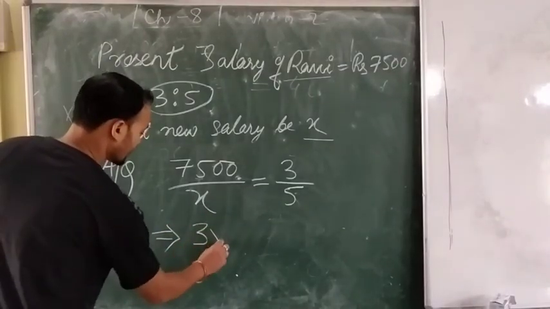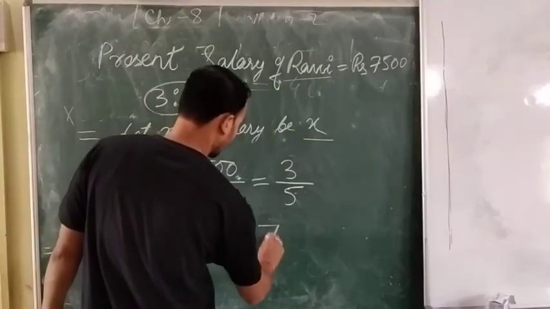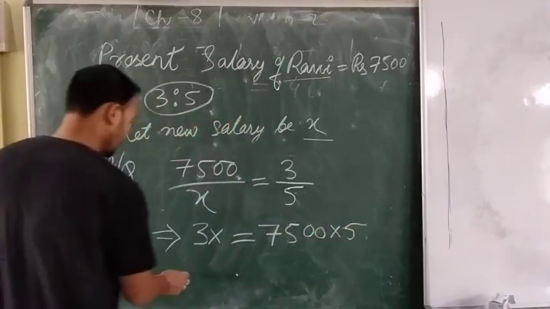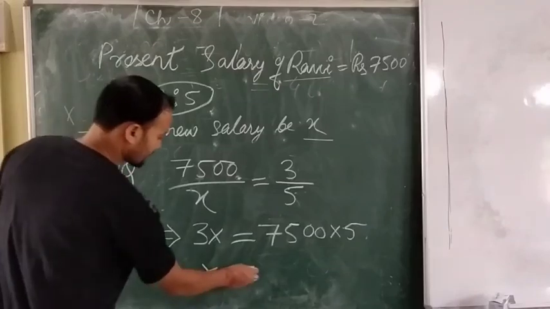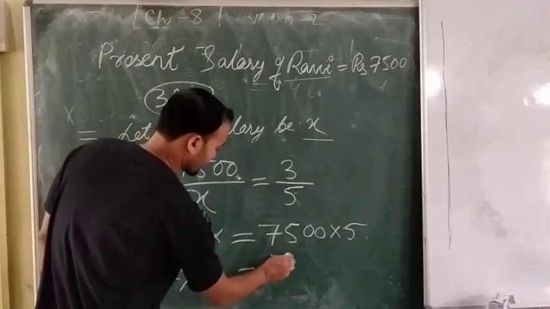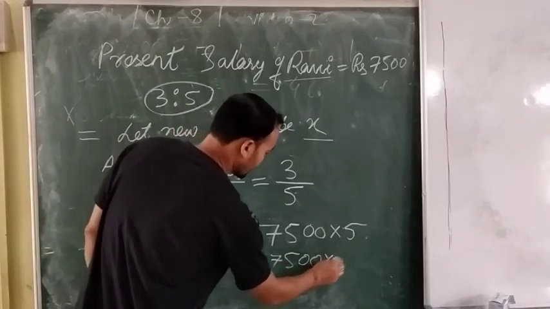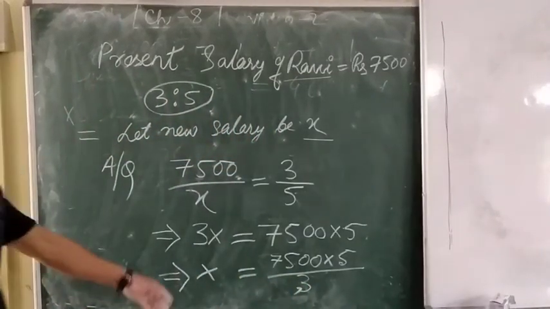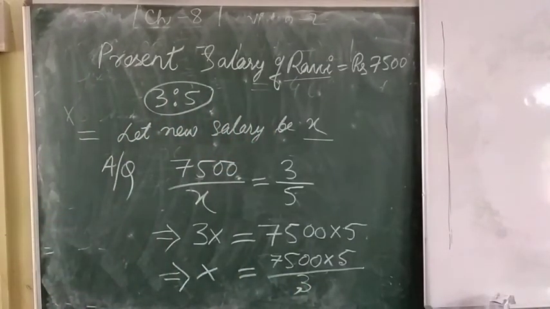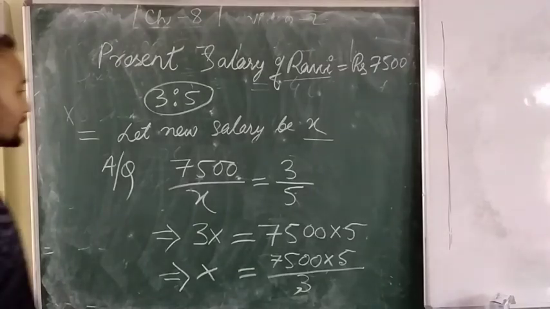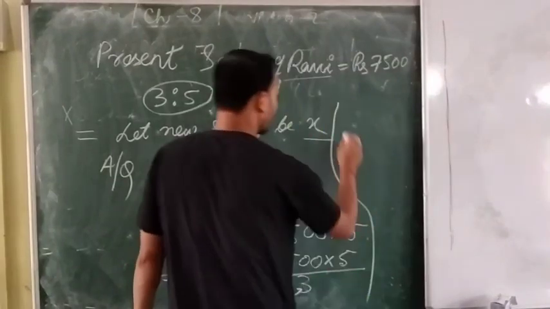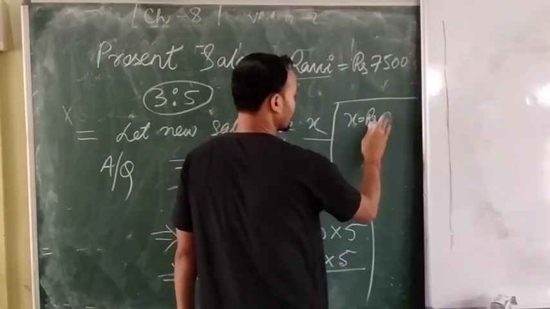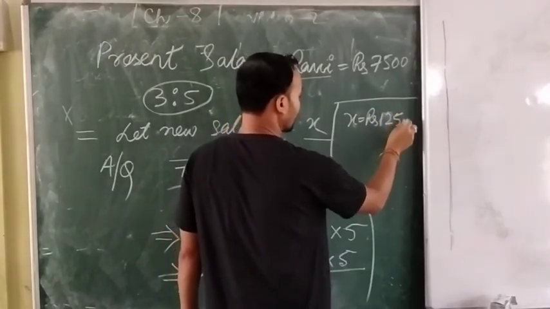In this manner, we can easily calculate the value of x. Now see, 7,500 multiplied by 5. This is x equals 7,500 times 5 divided by 3. If you calculate this, you are going to have 12,500 as the value of x. The value of x will be rupees 12,500.